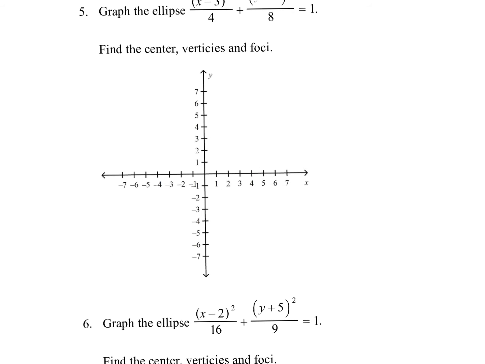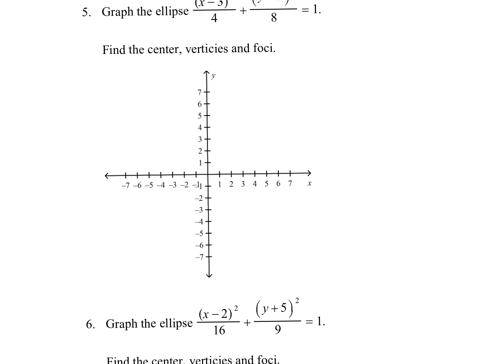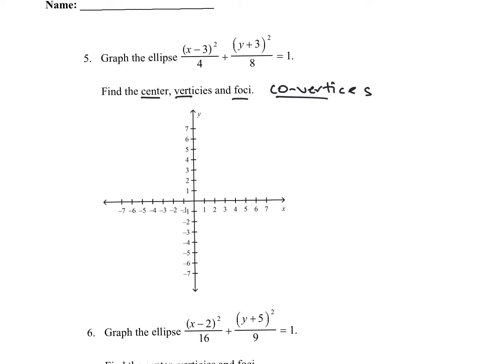Now, what's missing from this, you're also going to have to list the co-vertices for the ellipse. So on the two questions where you're graphing the ellipse, you're going to list the center, the vertices, the foci, and the co-vertices, and then create the graph. And then you'll have two questions. So let's go ahead and try number 5.